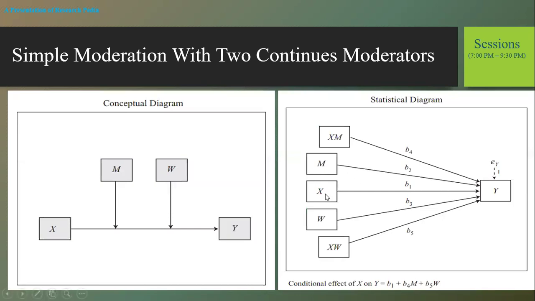You can see the impact of X on Y, then the impact of M as a first moderator on Y. It will show you your second coefficient, the impact of your second moderator on Y. It will show you the third coefficient. Then you will see the interaction of your first moderator with X. It will show you your fourth coefficient, and then you will see the interaction of your independent variable with your second moderator. It will show you your fifth coefficient. This is how basically the software works when you analyze the data.